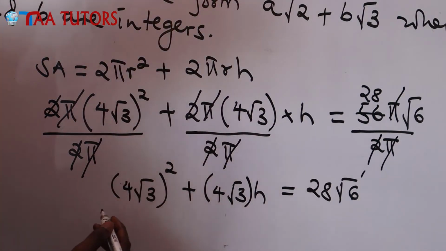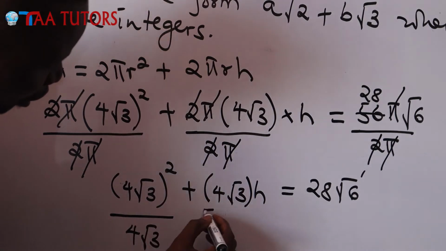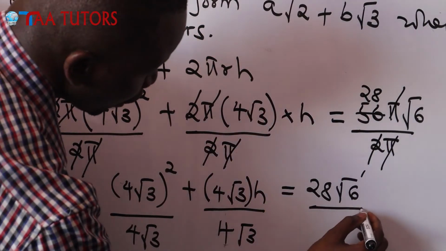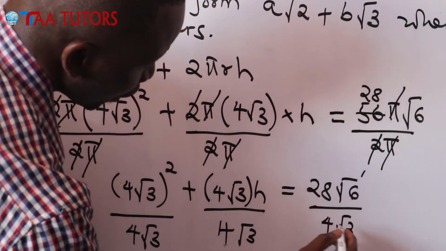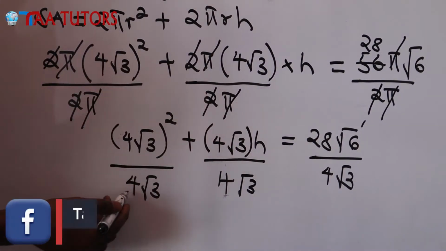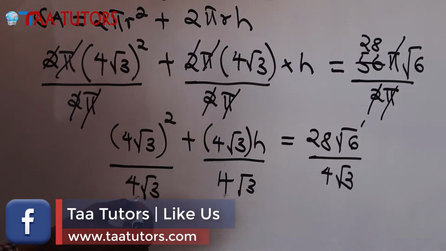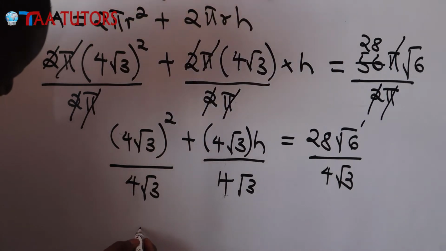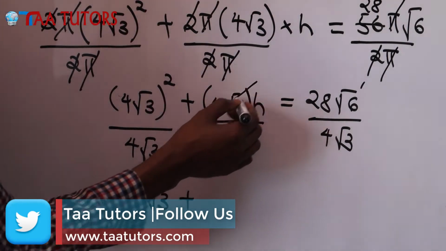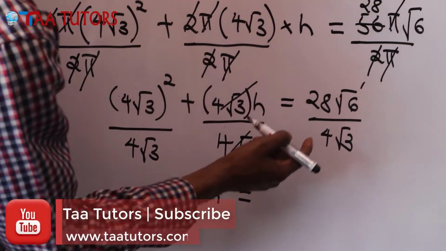If I divide everything by 4 surd 3, I divide this by 4 surd 3, I divide here by 4 surd 3, I divide this one by 4 surd 3. What will I get? There is 4 surd 3 times 4 surd 3 here. So if I divide this, I will get one 4 surd 3. So this one will go here, 4 surd 3 times. I will get 4 surd 3 plus h, and this 4 surd 3 will go. So I'll get h equals, what do I get here?